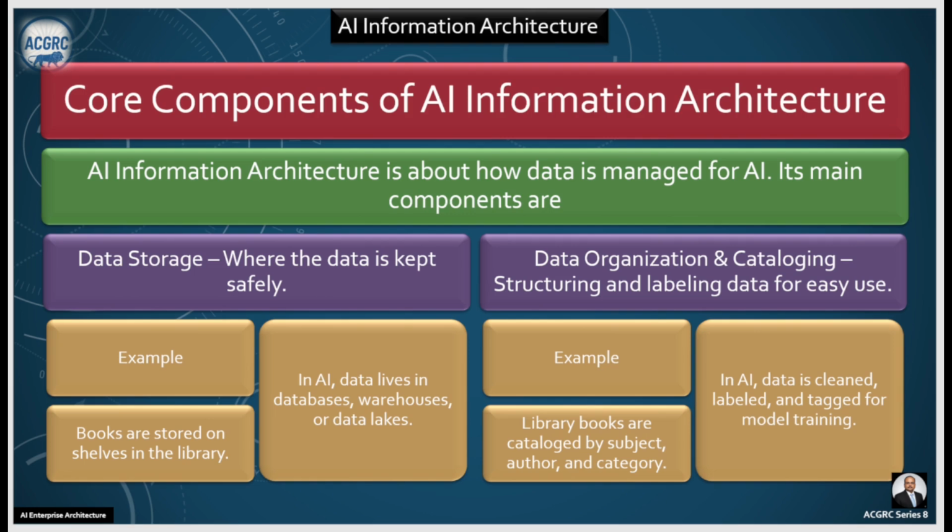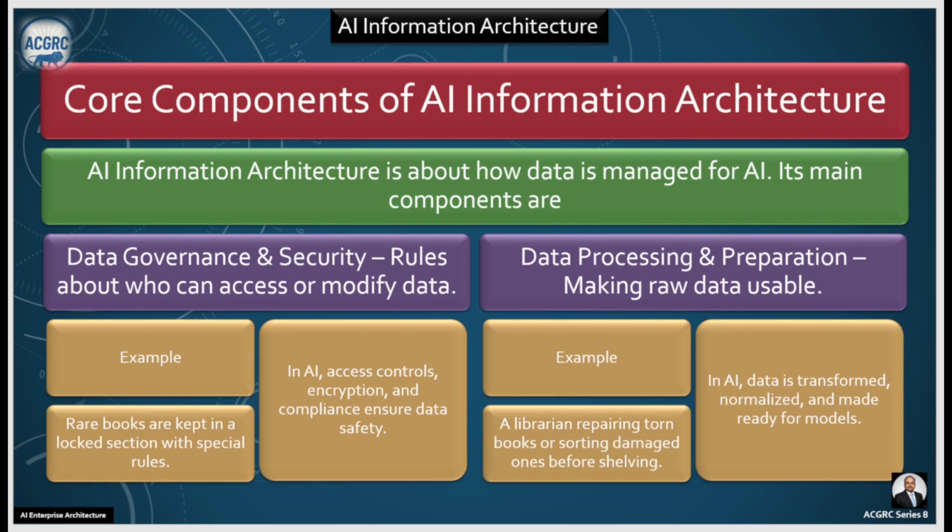Then we have data organization and cataloging, which is structuring and labeling data for ease of use. Example, library books are cataloged by subject, by author, and categories. Similarly, in AI, data is cleaned, labeled, and tagged for model training. Then we have data governance and security, which is about rules on who can access or modify the data. Example, rare books are kept in a locked section with special rules. Similarly, in AI, access control, encryption, and compliance ensure data safety.